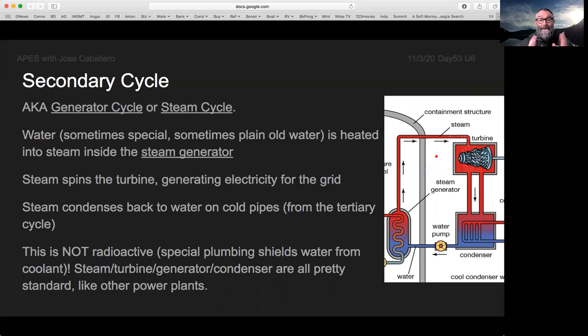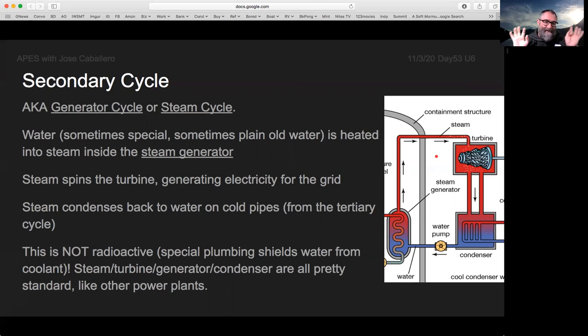The secondary cycle is the generator or the steam cycle. This is usually pretty simple now. That water, sometimes it's special water. Usually it's just plain old tap water. That water comes in cold, touches that pressurized primary cycle. So that pipe was at like 800 or 900 degrees. So that water that came in cold goes and steams really fast. That steam is allowed to exit over the turbine, so it goes wee, and it makes a whole bunch of electricity for the grid. And then that steam condenses on cold pipes from the next cycle. Remember that this is not radioactive.